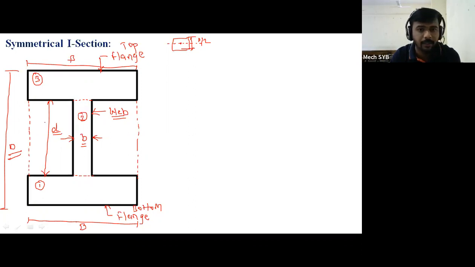So draw the figure and represent all the important dimensions on the figure. Divide the section into section number 1, 2, 3. Give the names for the respective sections: top flange, bottom flange, and then web.